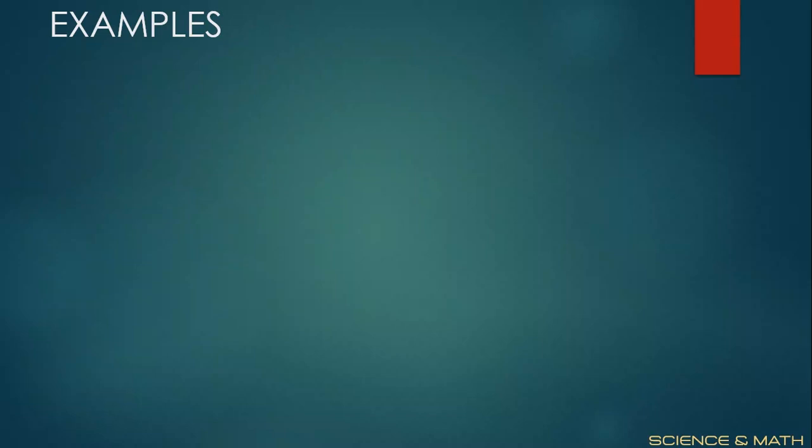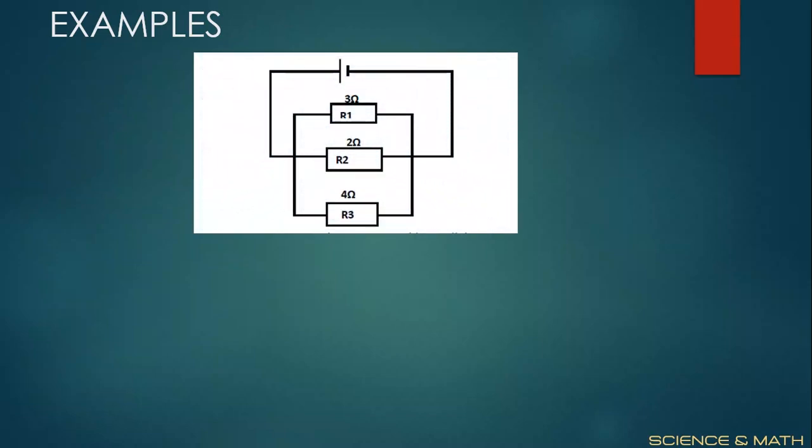Let's start with this one. All right, so here we're having a complete circuit. Here we're having a power source which is connected to these 3 resistors, and these resistors are in parallel to each other, right?